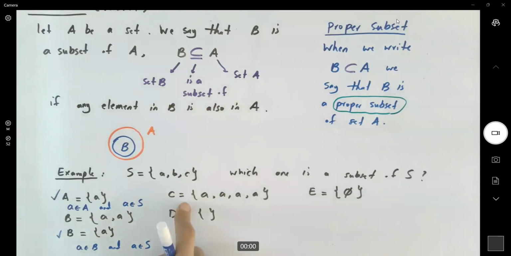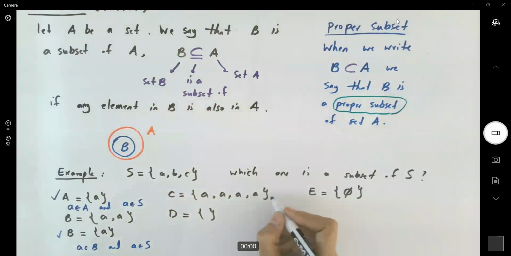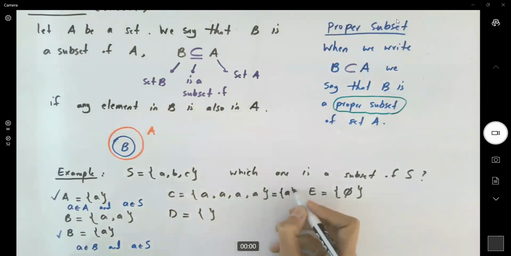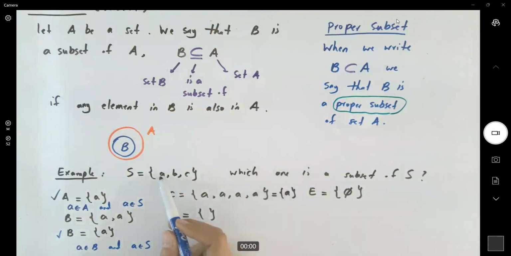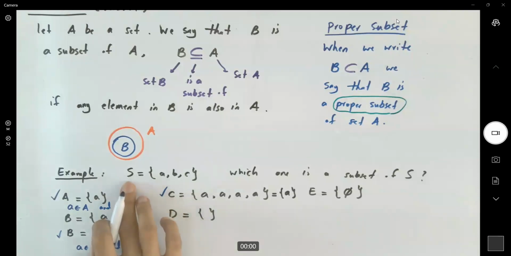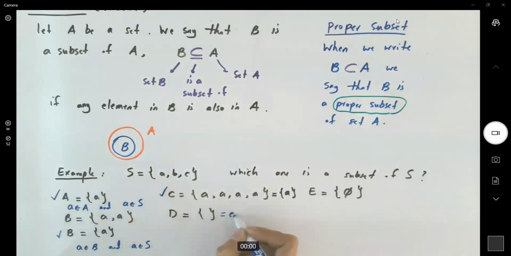What about C? With the same logic, the repetition doesn't count. This set has only one member, A. And as you can see, A is in the smaller set and also in the larger set. So this guy is also a subset. We know that the empty set is also a subset of any set. In this case, you have set S. Empty set is also a subset. What about this guy?